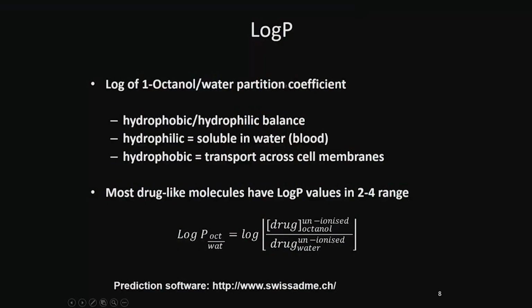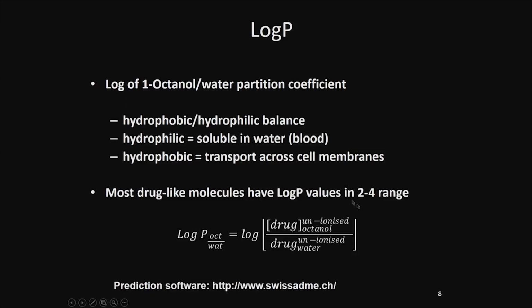So the log P tells you the hydrophobic hydrophilic balance, because of octanol and water. Hydrophilic means water soluble, or soluble in blood. Hydrophobic helps transport across the cell membrane. As you can see, log P is going to be contradicting between solubility and permeability. If the log P is very high, that means it is hydrophobic, it will pass through the lipid membrane, but solubility can be poor. If the log P is low, that means it is hydrophilic, so it will be highly water soluble, but passing through the membrane may be difficult.